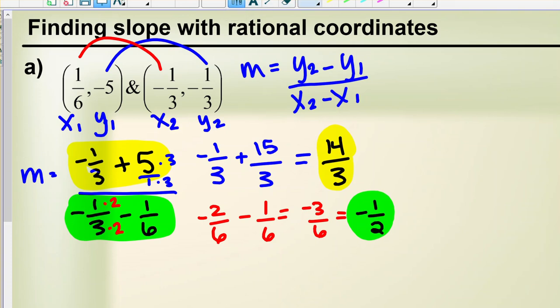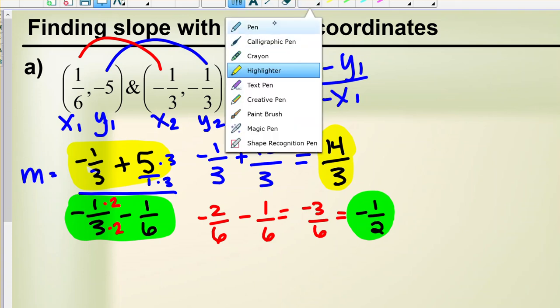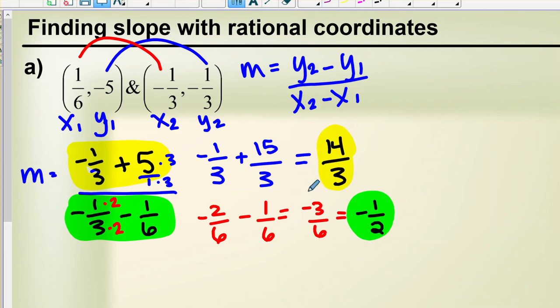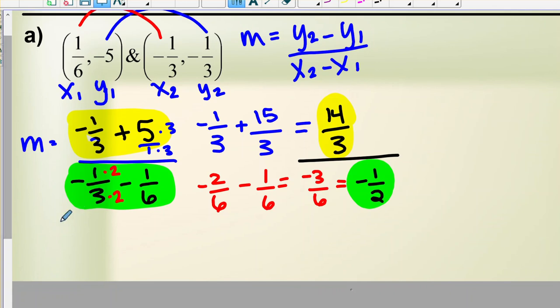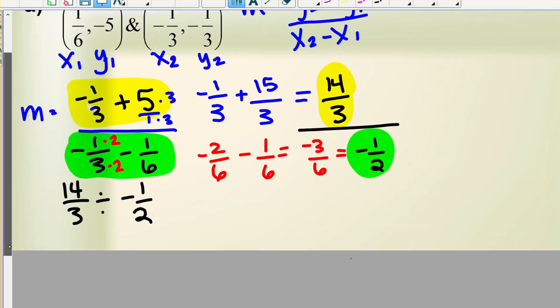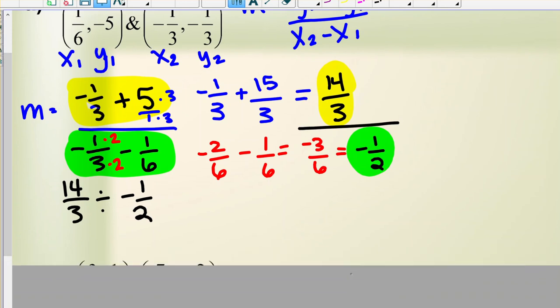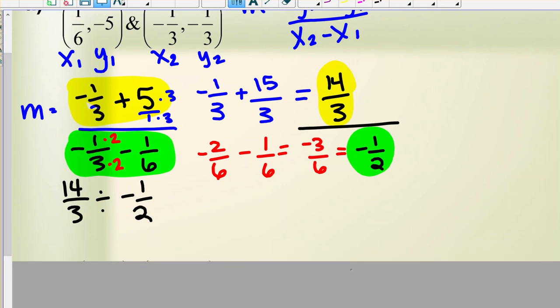Okay, and I need to remember that this is all still really a division problem. So I really have 14/3 divided by negative 1/2. Now what you should remember about dividing with fractions is that we don't divide fractions. Instead, we multiply by the reciprocal. So I need to change this to a multiplication problem.